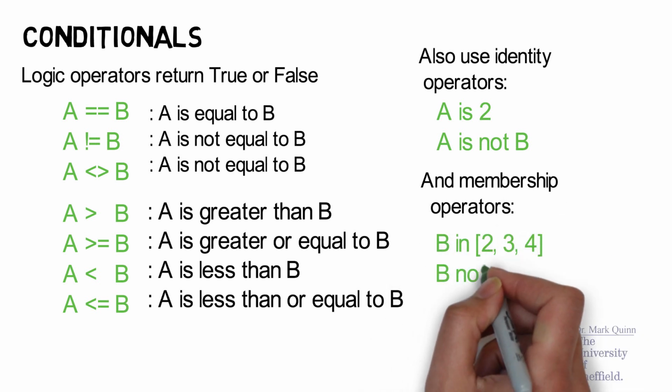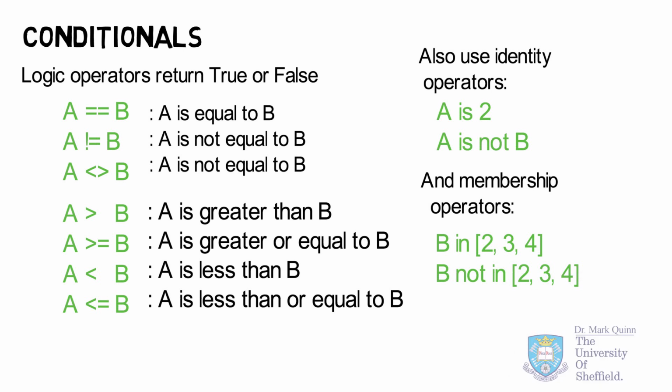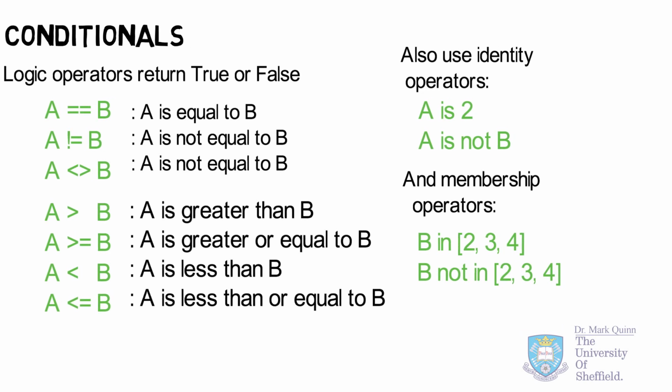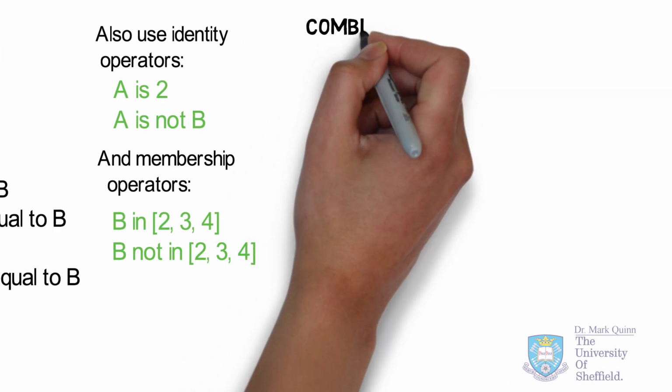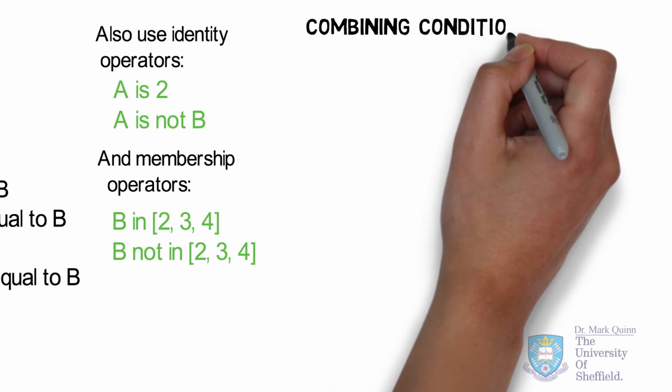Finally, we have a membership operator in. Is B in the list 2, 3, 4, for example? Or is B not in that list? By comparing values of different variables using these conditional operators, computers and our programs can start making decisions.